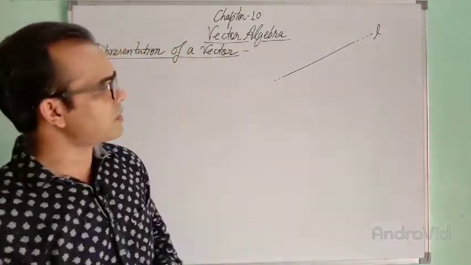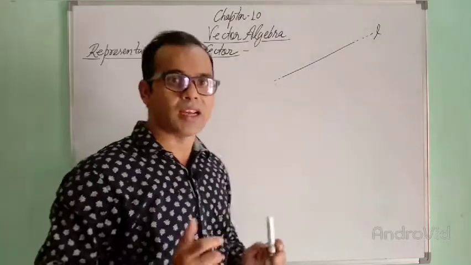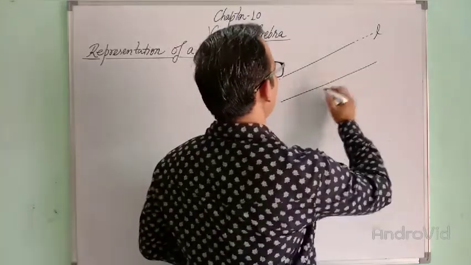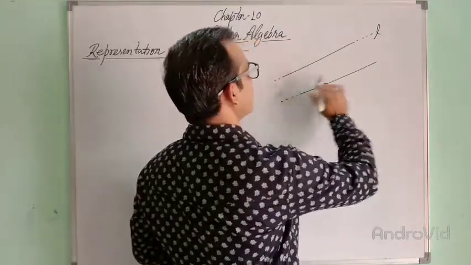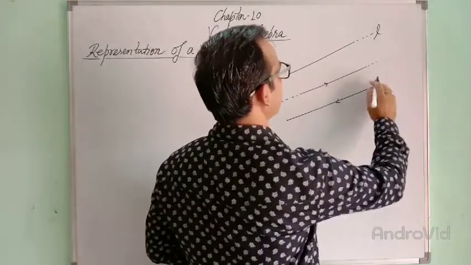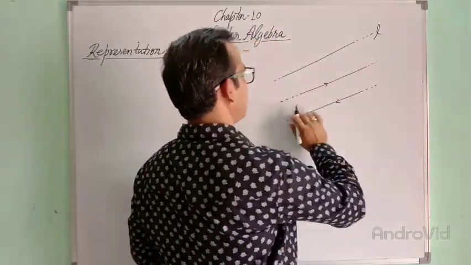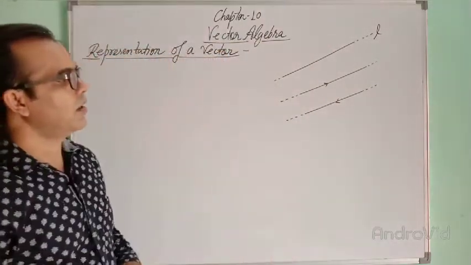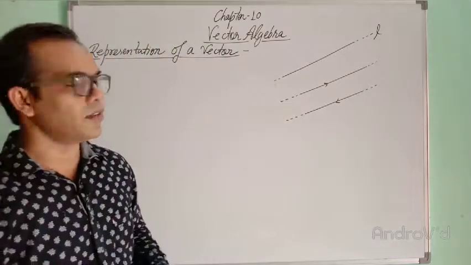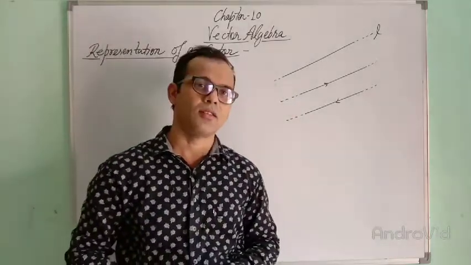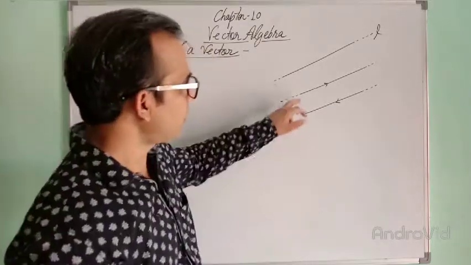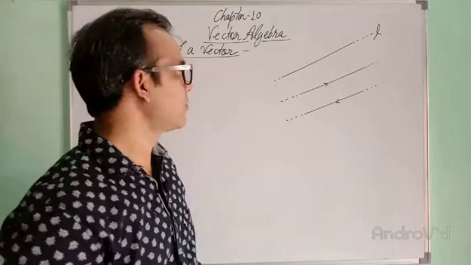So we can assign this line two directions. What are the directions possible? Either we can assign the direction in this direction, or we can assign the direction in this direction. So we can assign directions to the given line. These are called directed lines because we have assigned the direction. Two directions are possible, so these are called directed lines.